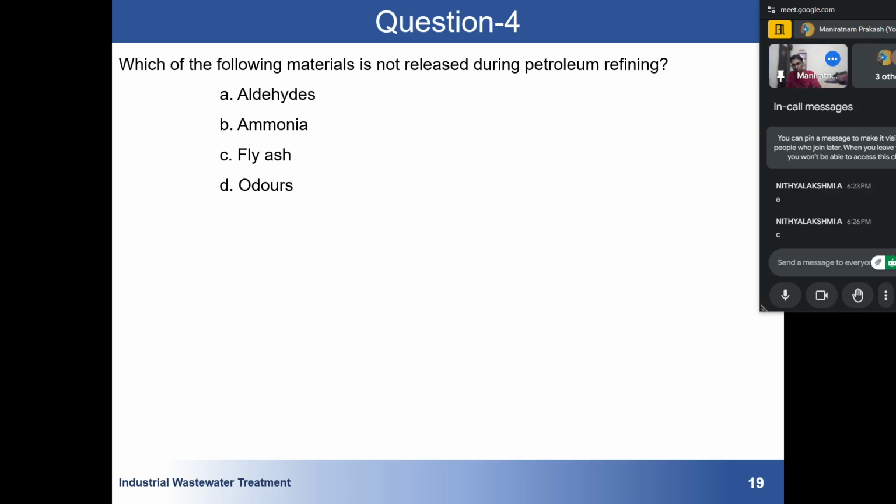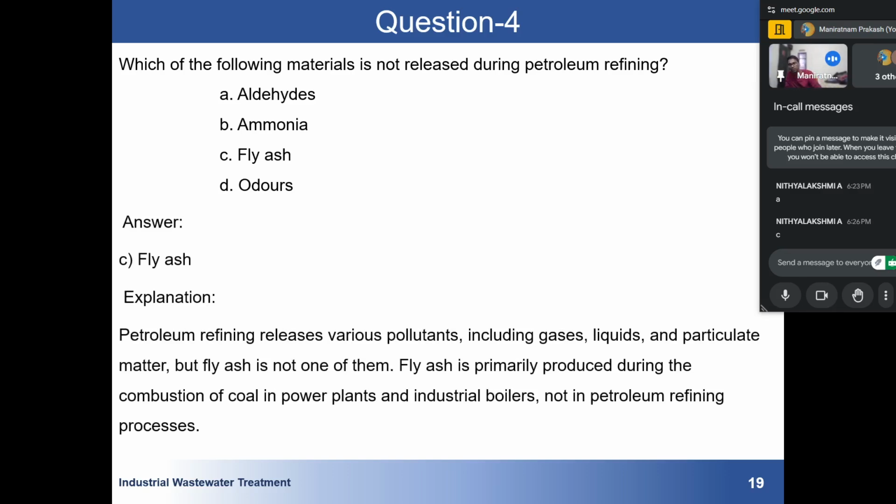C. Fly ash. Good. Yes, because fly ash is generally produced in the coal industry, wherever there is coal. But in petroleum there is no use of any coal. The petroleum refining process releases various pollutants including gases, liquids, and particulates, but fly ash is not one. Fly ash is primarily produced by combustion of coal in power plants and industrial boilers, not in the petroleum refining process.